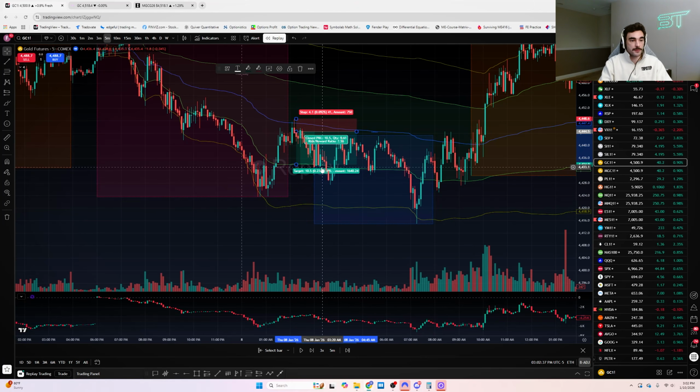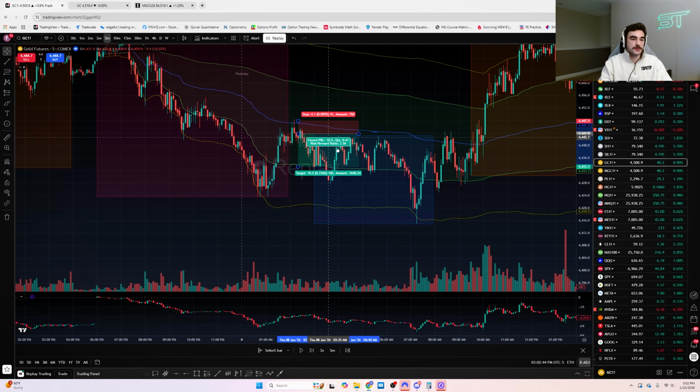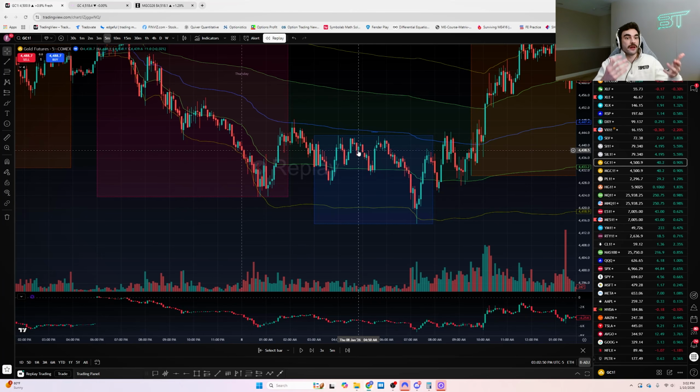So 4-point stop, 10-point take profit. I'm not looking for this trend to really continue too much further down. You can see any of these attempts to push back up towards VWAP starts to be a resistance level. You don't necessarily have to get right up to VWAP to start to see that rejection. It's more of I want to be aware of the general area of VWAP.